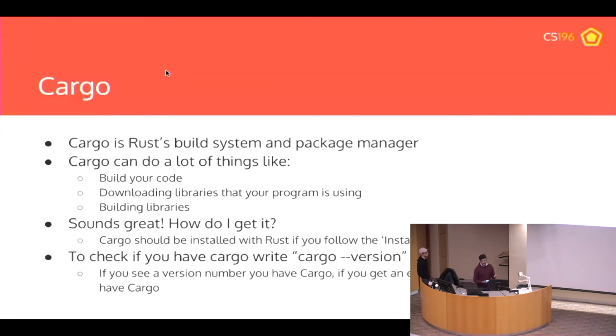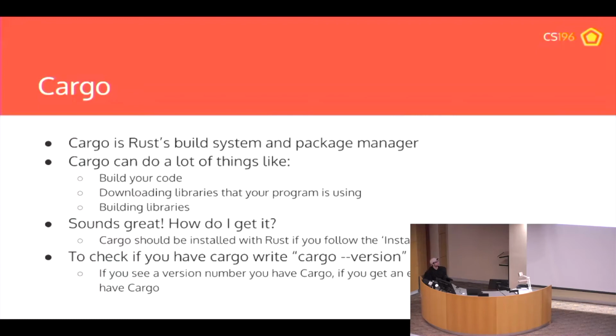And it might look the same, but that's just what Rust follows. So now I want to talk about cargo. Cargo is Rust's built-in build system and package manager. So why do we need this? Well, sometimes we have very big programs which have a lot of imported libraries, which we'll call dependencies. Cargo can do a lot of things, like it'll build your code automatically, it'll download libraries that your program is using, it'll build these libraries. It's a great way to manage very large projects automatically.